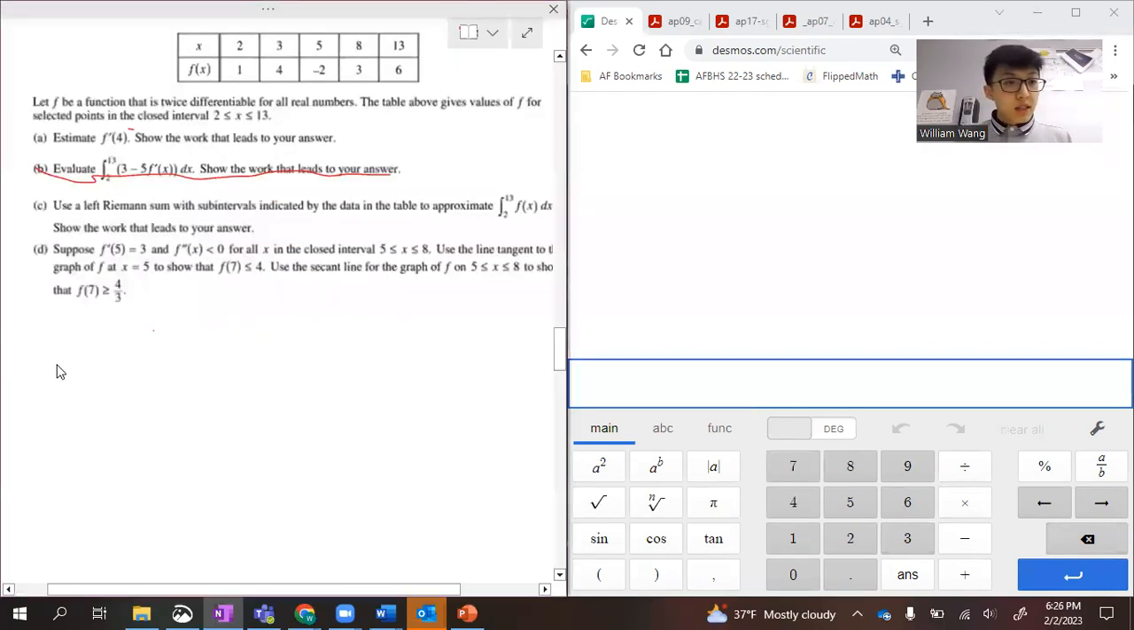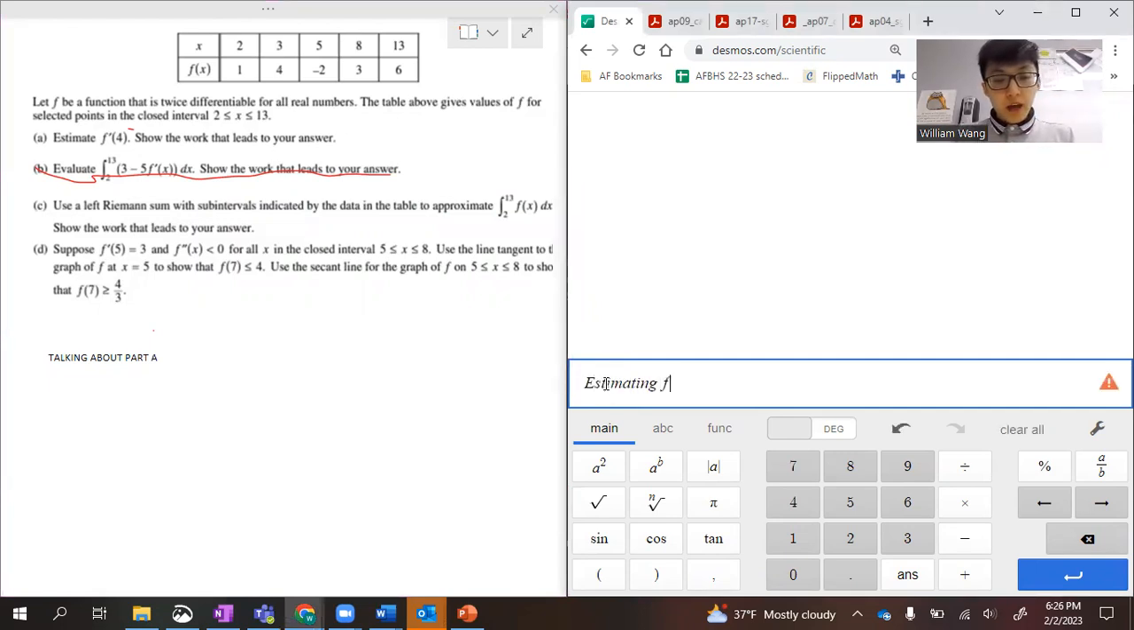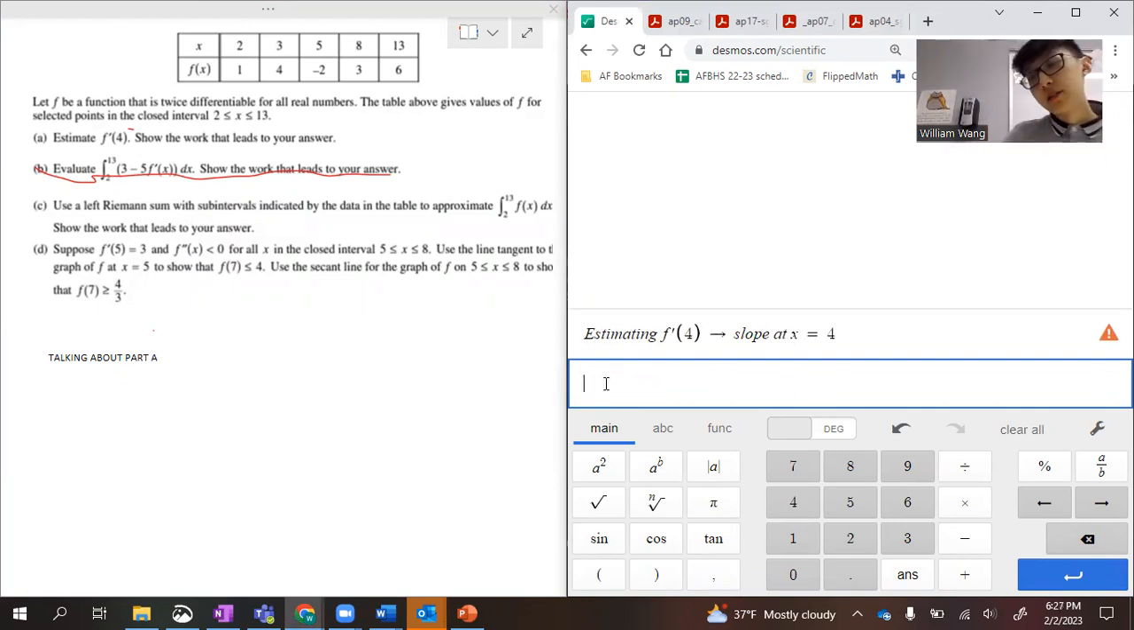All right, addressing this, we are talking about part A. So in the Desmos, what I'm going to say is this. We're estimating f prime of 4, which is the derivative at 4, which is the slope at x equals 4. Estimating f prime of 4 is the slope at x equals 4.